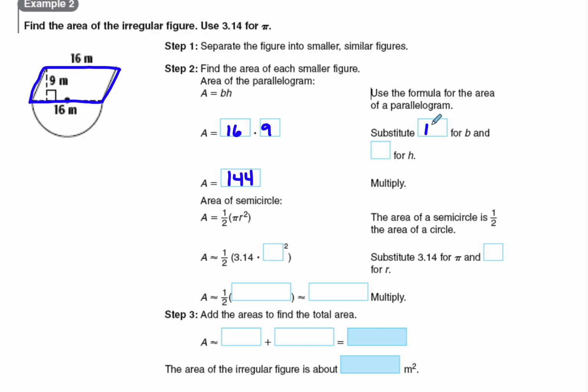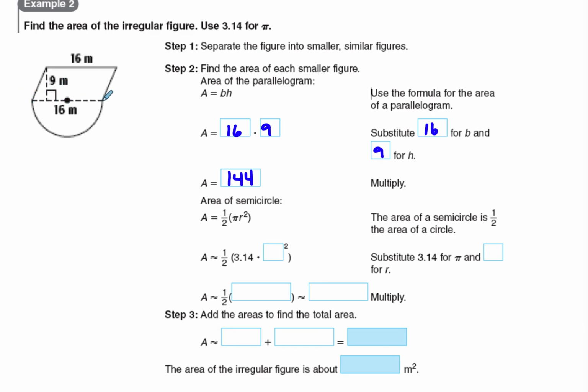All right, let's see, what did we do? We did 16 for the base, we did 9 for the height, we multiplied. Now we're going to do the semicircle. So it is pi times radius squared is the area of a whole circle, and then times 1/2 or divided by 2 gives us the area for the semicircle. So I'm going to go over here. I'm going to erase what I wrote for the parallelogram so I can see the semicircle a little bit better.